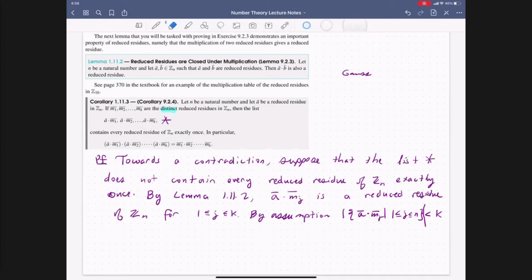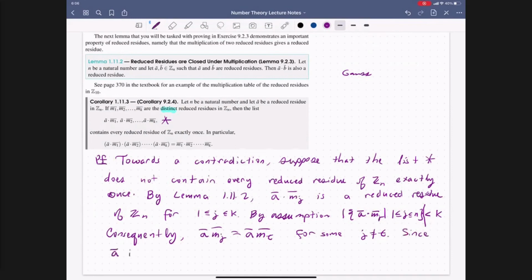So as a consequence, we have that A bar mj bar must equal A bar mt bar for some j not equal to t. But now A bar is a reduced residue, so it has a multiplicative inverse. So since A bar is a reduced residue, A bar inverse is in the integers modulo n. Now if we multiply both sides of this equation, we get A bar inverse A bar mj bar is equal to A bar inverse A bar mt bar, which is then equivalent to saying mj bar is equal to mt bar.